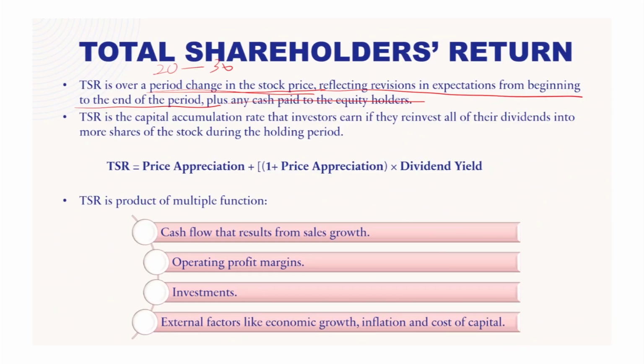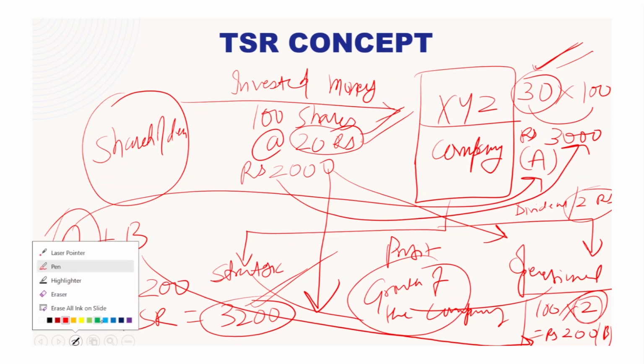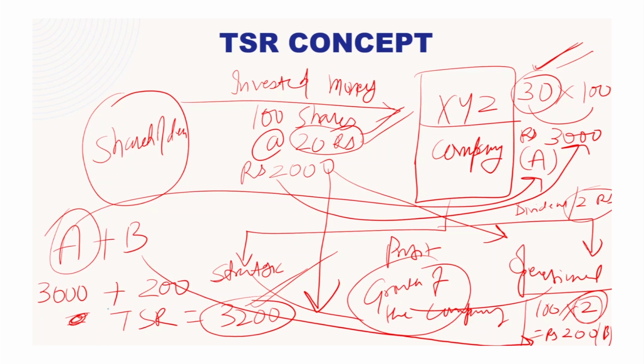More important, TSR is the capital accumulation rate that the investors earn if they reinvest their dividend into more shares of the stock during the holding period. So, suppose the total shares you have purchased in this example, let me change the color, blue. The total shares you have invested or purchased is 100.